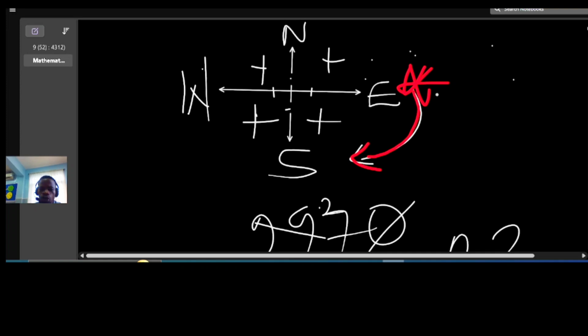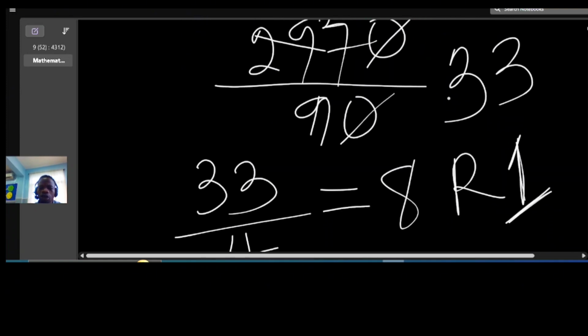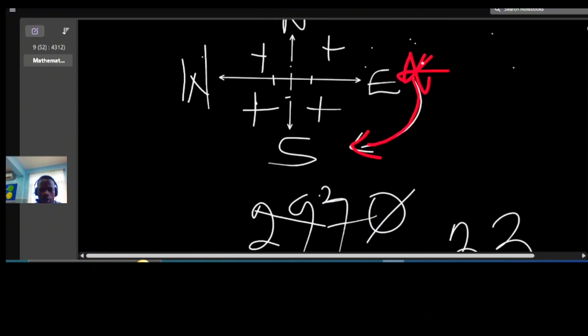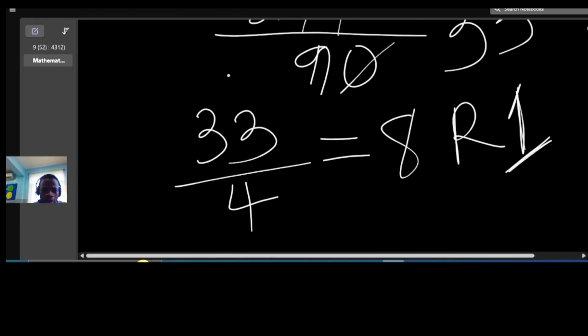You understand? So now, the remainder 1 means just a step away from the east. If it's moving away from the east clockwise, where will it be moving to? Automatically, it will move from the east to the south. So the answer to our question is south.